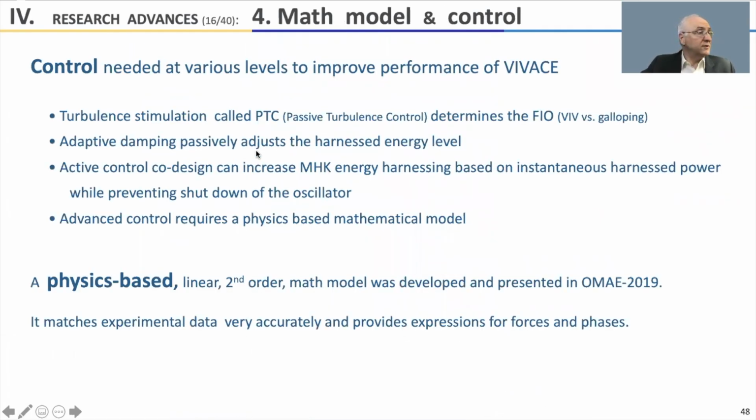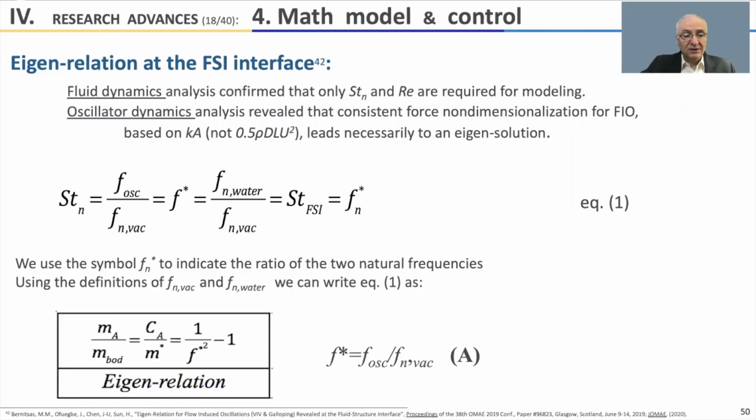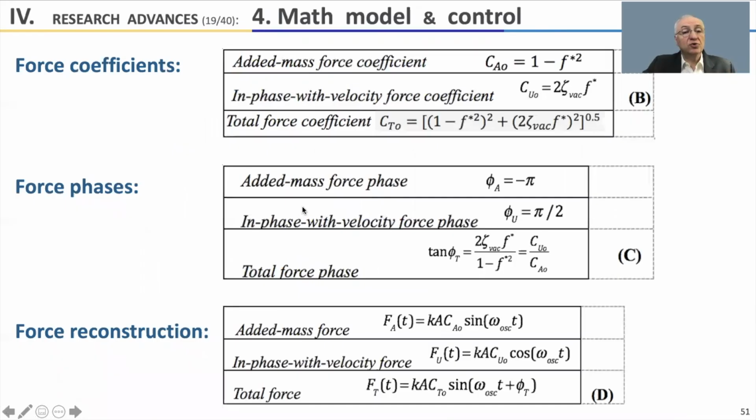In controls, we need mathematical models. This is the eigenrelation we revealed last year, a very simple one. We managed to decouple basically the amplitude from the frequency of oscillation, and then for a given frequency of oscillation, the added mass, the properties of the oscillator, including the added mass, are fully defined with respect to the mass ratio. This leads to first order expressions for the added mass force, the force in phase with the velocity, and then we can reconstruct the force pretty accurately.